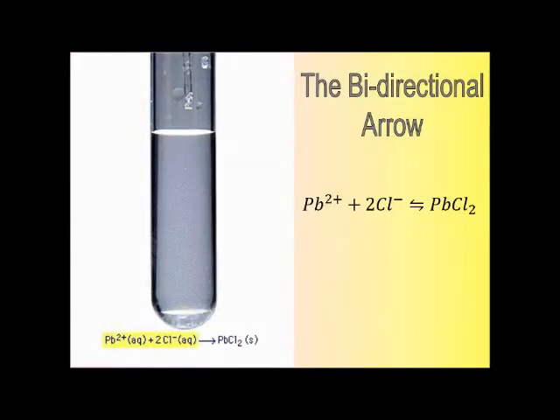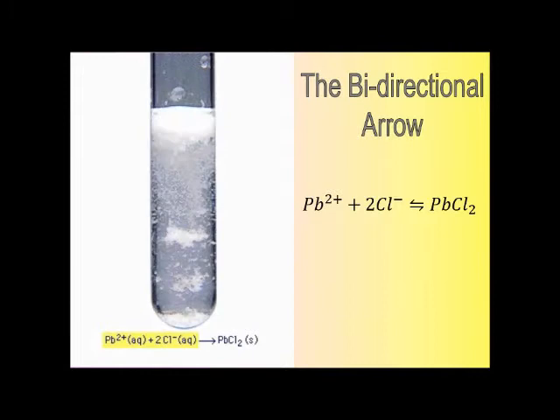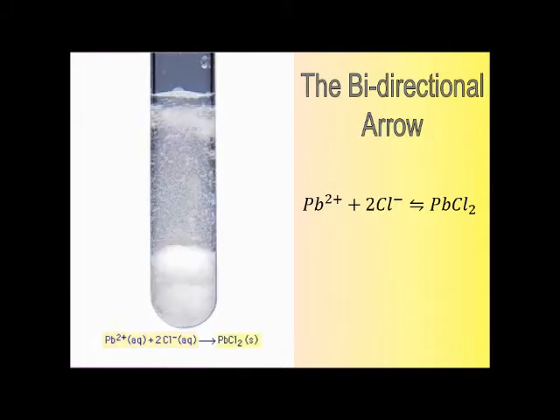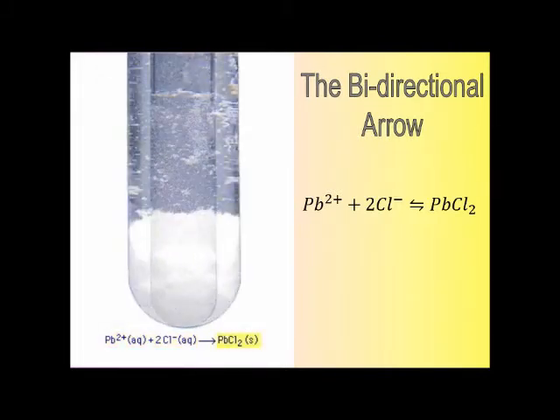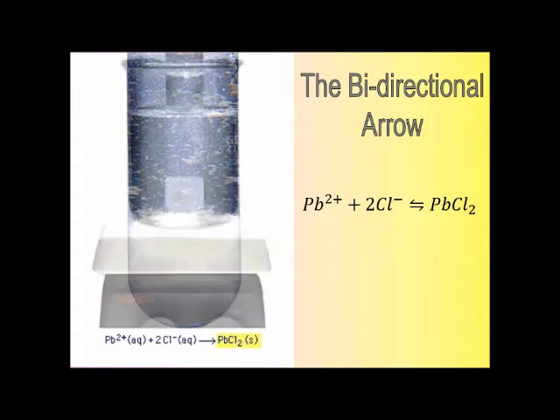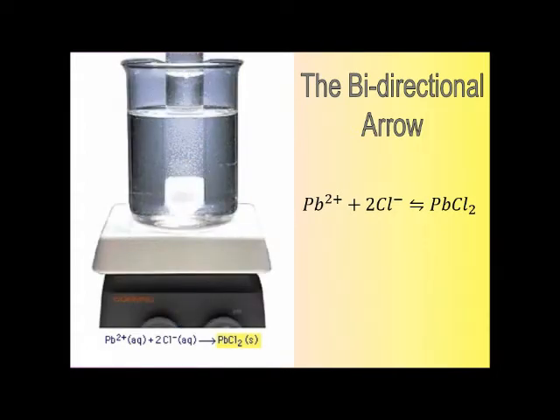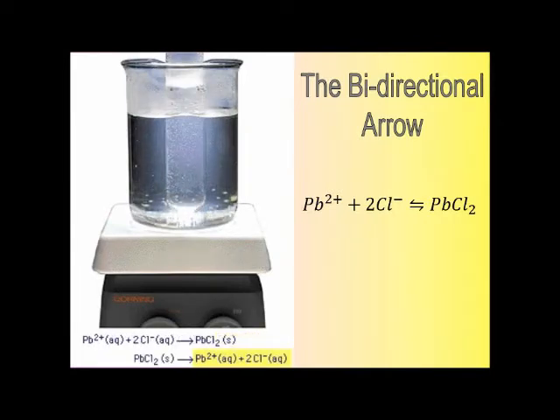If a solution of lead ions is added to a solution of chloride ions, a precipitate of lead chloride forms. The equation for the reaction looks typical. If the sample is heated, the solid lead chloride goes back into solution. The reverse reaction takes place. This is an example of a reversible reaction. In the equation for such a reversible reaction, we use a bidirectional arrow.